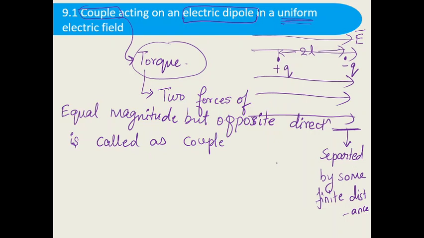So two forces of equal magnitude but opposite direction. If this is one point, consider this force which is plus F and this force which is minus F. These two forces are equal in magnitude but opposite in direction. Plus F and minus F cancel each other and the total force will be zero. That's why it is written that they should be separated by some finite distance. Again we will be drawing a diagram of two forces of equal magnitude but opposite in direction.